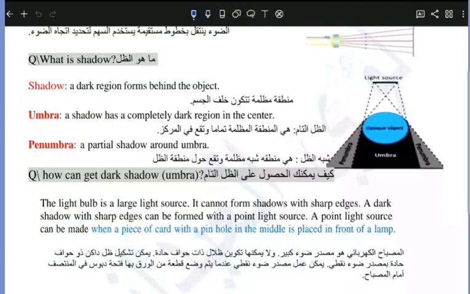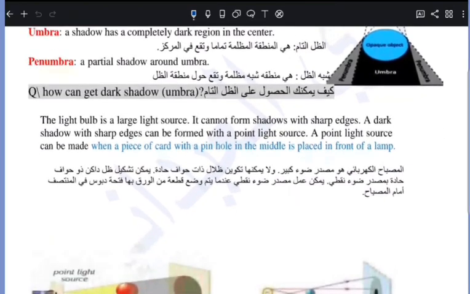What are the types of shadow? Umbra and penumbra. What is an umbra? A shadow which has a completely dark region in the center. What is a penumbra? A partial shadow around the umbra. How can we get a dark shadow, an umbra?